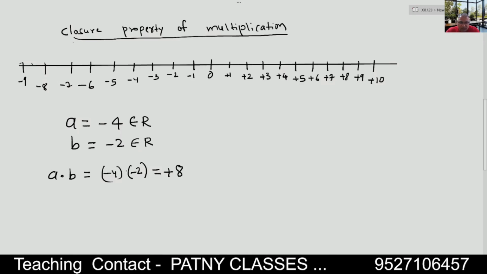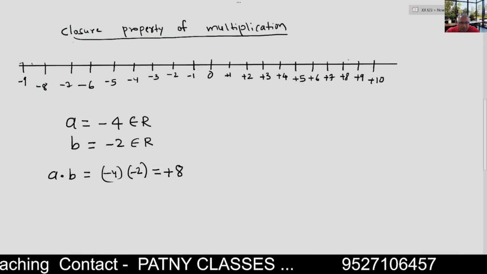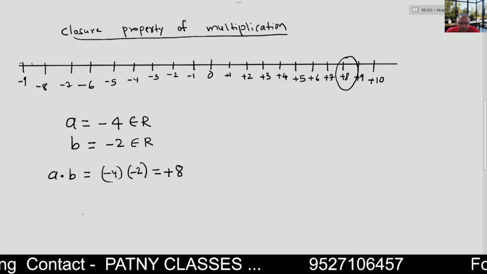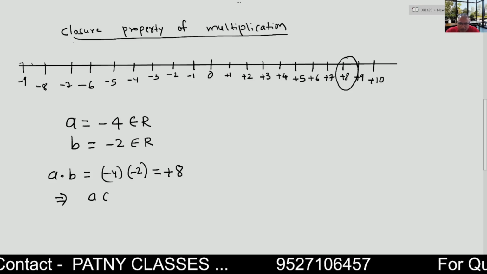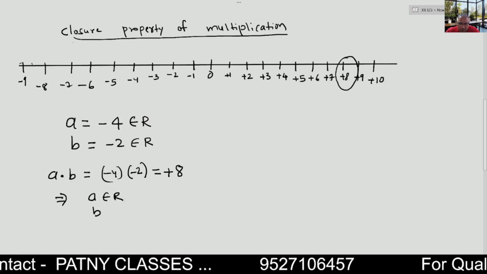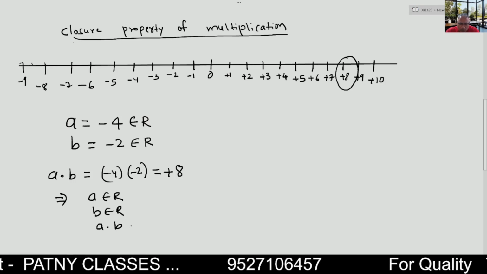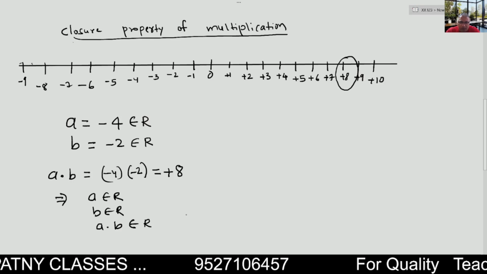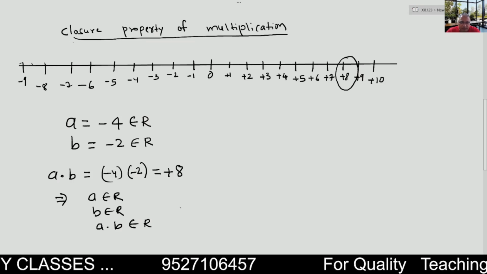Now let us search +8 on the real number line. Yes, +8 is present on the real number line. This implies A belongs to R, B belongs to R, then A dot B also belongs to R. This property is nothing but called closure property of multiplication.